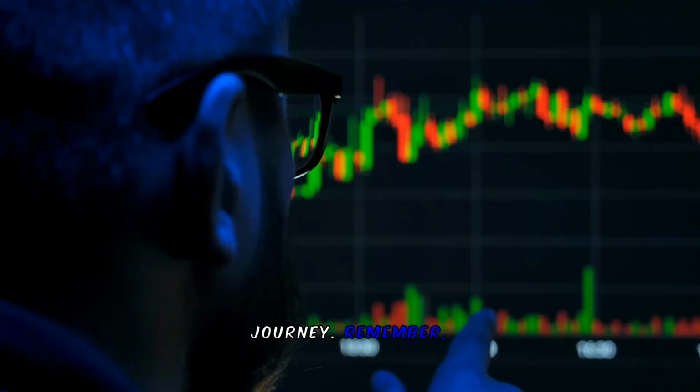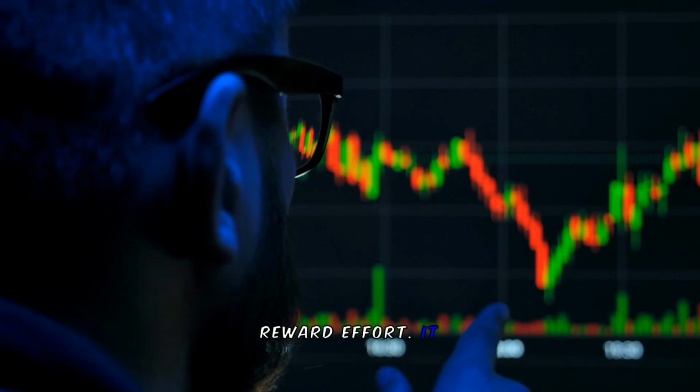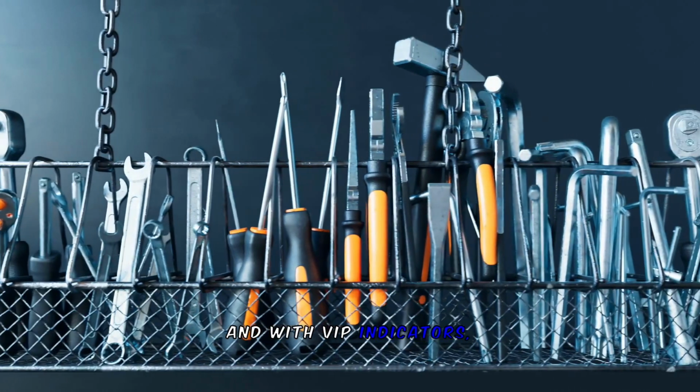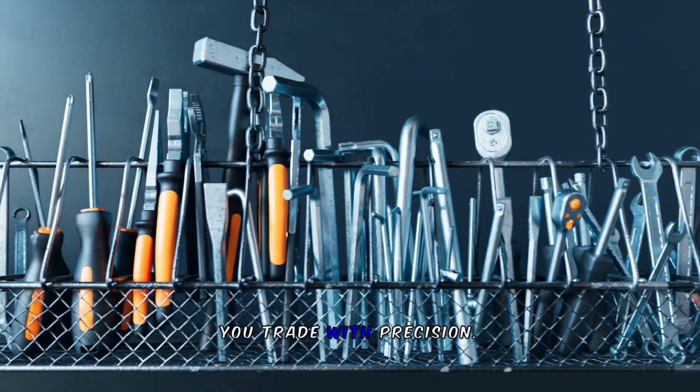Remember, the market doesn't reward effort. It rewards precision. And with VIP indicators, you finally have a tool that helps you trade with precision.